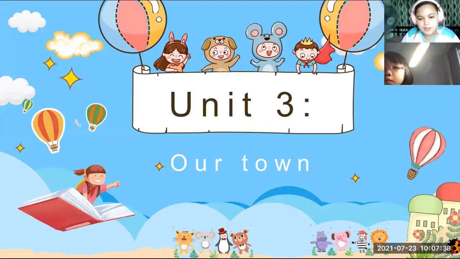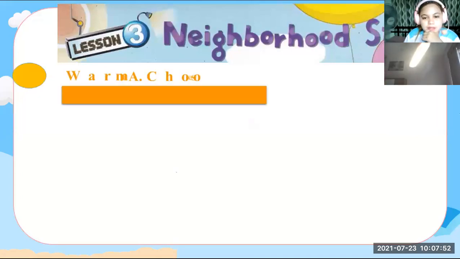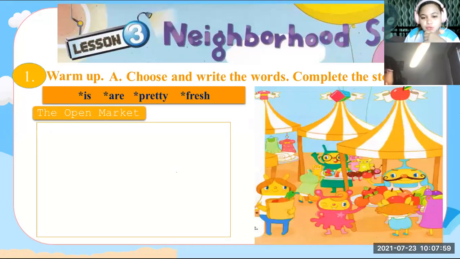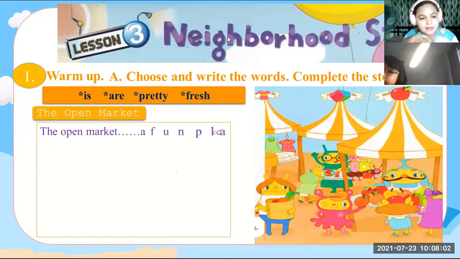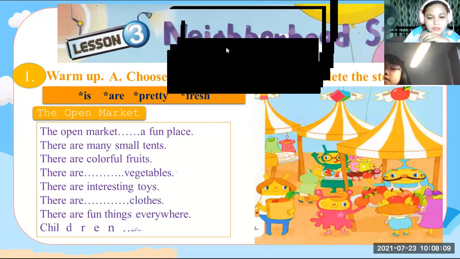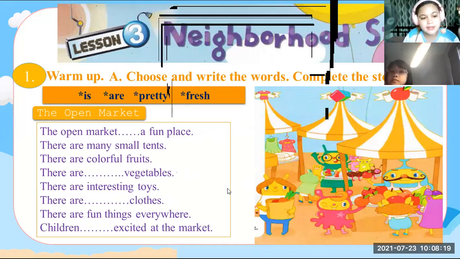Okay, so our activity and lesson for today will be about Unit 3, our town. Okay, wait a minute, Han, because the Wi-Fi is not good, because it's raining again. Okay, Han, so let's start with the story about neighborhood stores. In this activity, letter A, choose the correct word to complete the story. You're going to read the story, Han, and then choose your answer in the box: is, are, pretty, and fresh.